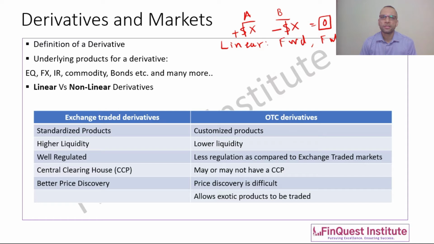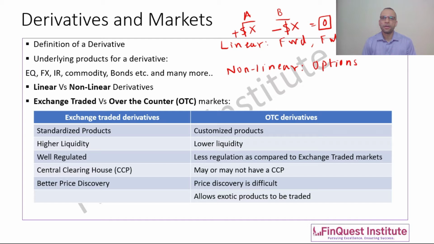Coming on to non-linear products. Popular examples of non-linear products are options. What options are, we'll study in a minute. But assume that I am an option buyer. Then I pay a certain premium upfront to the option seller. And assuming it's a European option, I wait till option maturity to see whether I'm making money on the option. So the payoff on the option is not linearly dependent on the movements in the underlying. That's why options are classified as non-linear products.